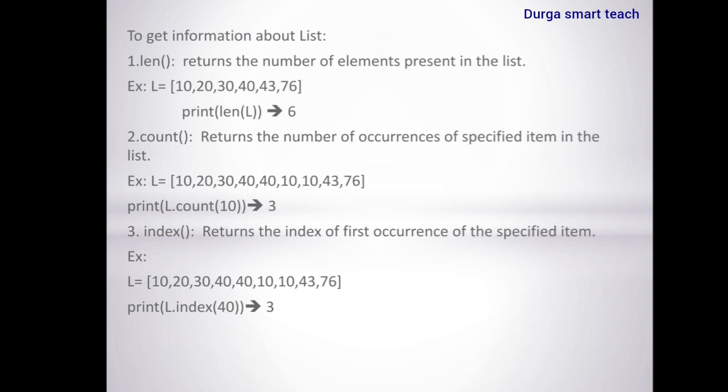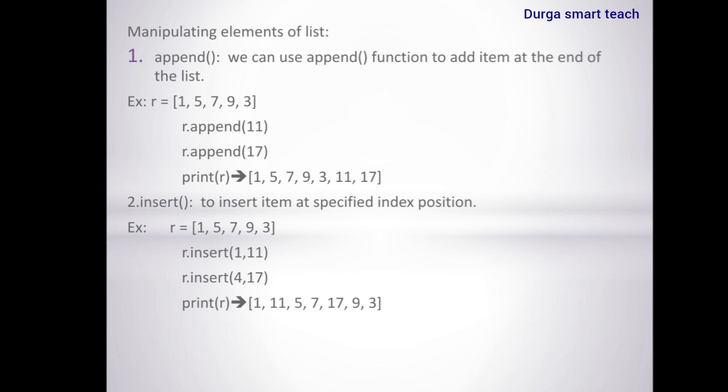So here the three methods: len, count, index. Len is used to count the number of elements. Count is used to count the number of occurrences of specified element. Next, index is used to return the specified element's index value. Next, manipulating elements of list.